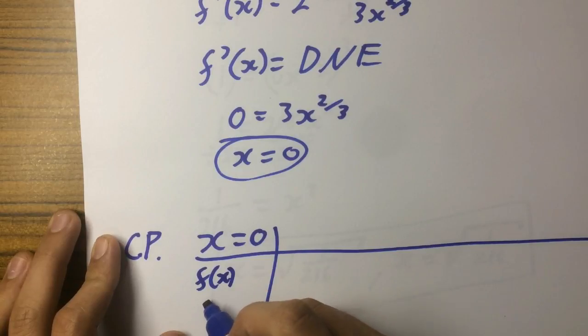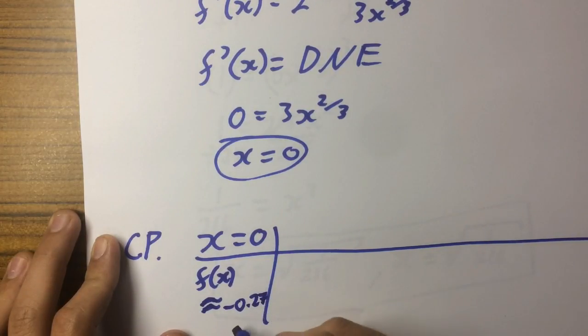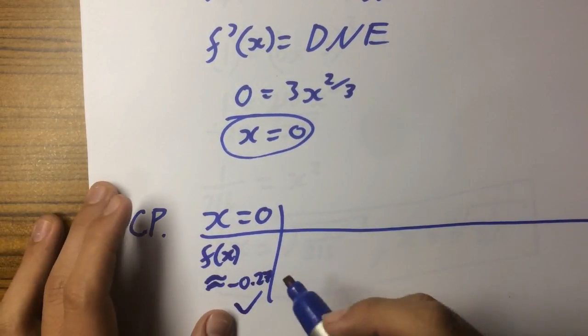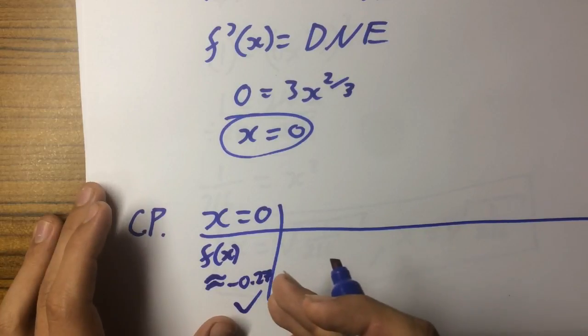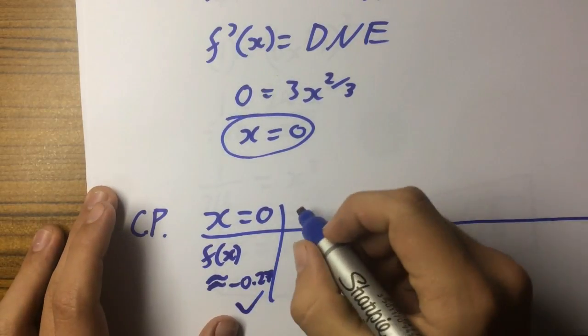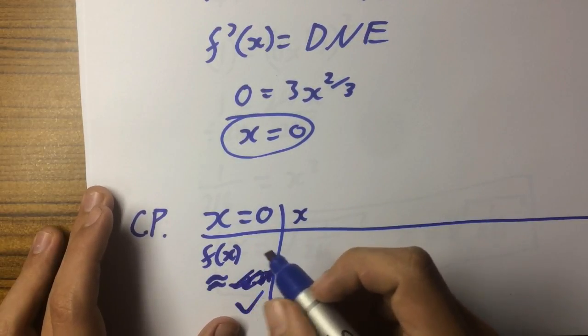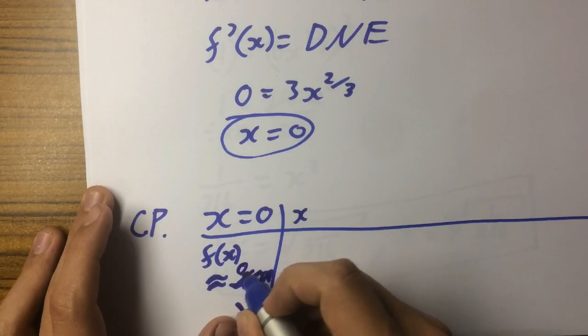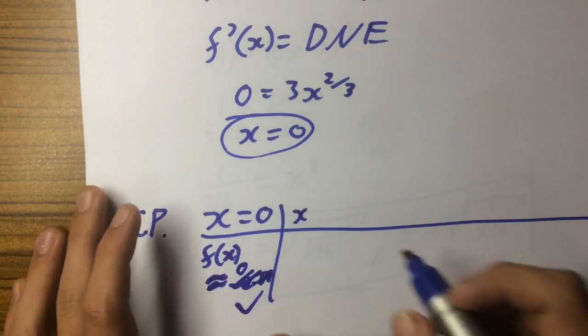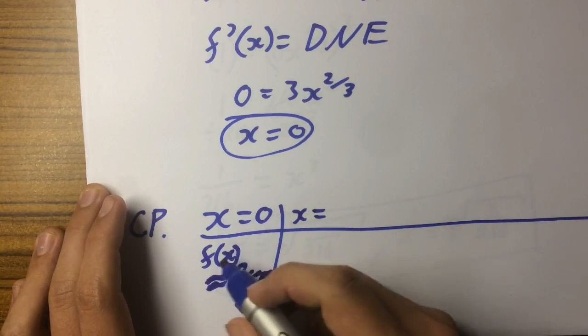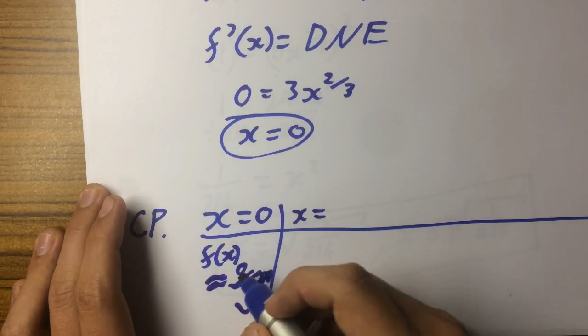And if they spit out a number, which this one does, approximately -0.27, that's a tick, because it spit out a number, therefore it's within the domain. If it comes up with an error on your calculator, then it's not within the domain. Oh, my bad, I'm looking at my notes wrong. If we sub in 0, we get exactly 0.